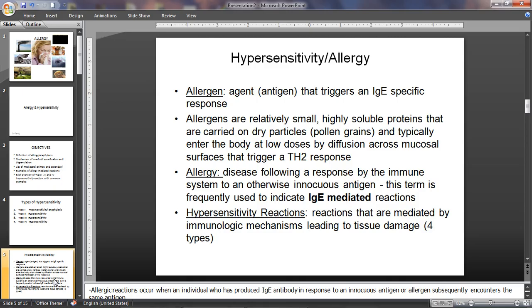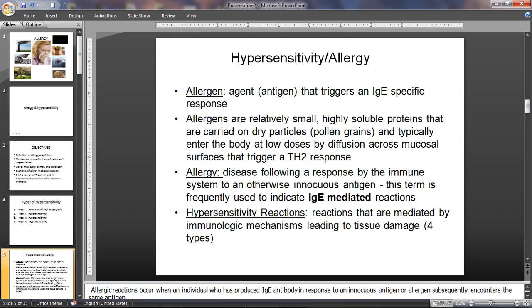Allergens are the agents that trigger an IgE-specific response. They are small, highly soluble proteins that are carried on dry particles and typically enter the body at low doses, by diffusion across the mucosal surface, which triggers a T helper 2 response.